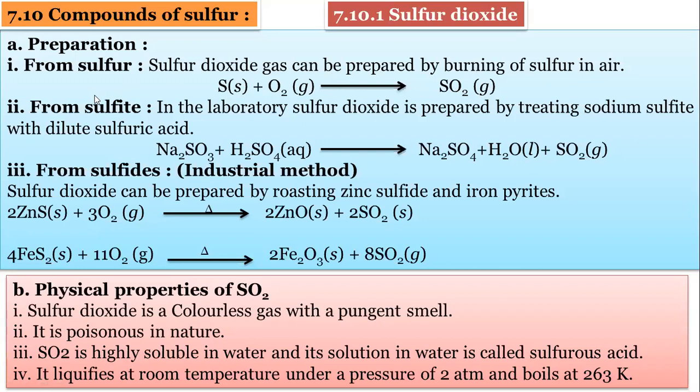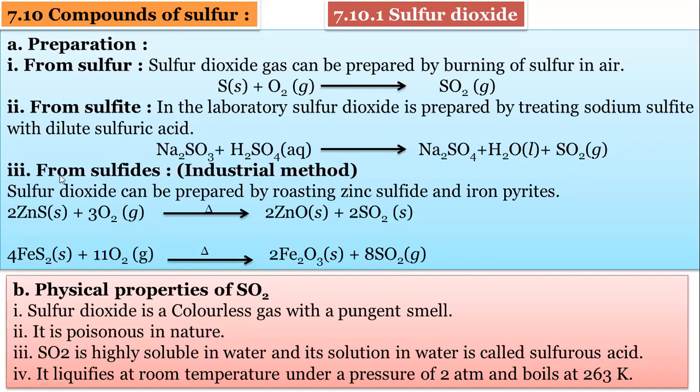Then next, in the laboratory, it is prepared by using sulfite, sodium sulfite, Na2SO3. It is treated with dilute H2SO4, sulfuric acid. We get here H2O plus SO2 plus Na2SO4: sodium sulfate plus water plus sulfur dioxide. Gas is liberated. So this is the laboratory method of preparation of sulfur dioxide.